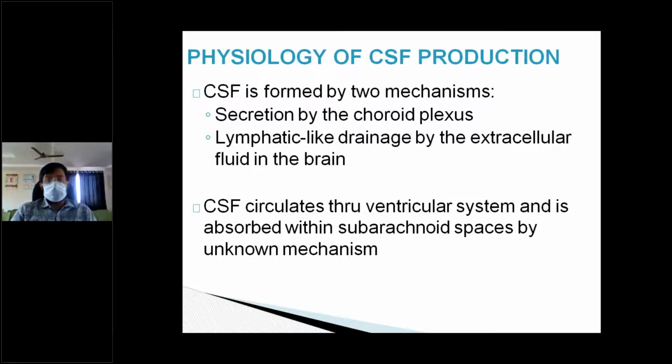So, physiology of CSF production. How is CSF produced? Mainly by two mechanisms, that is secretion by the choroid plexus and lymphatic-like drainage by the extracellular fluid in the brain. CSF circulates through the ventricular system and is absorbed within the subarachnoid spaces by an unknown mechanism. So how it is absorbed is still unknown till now.